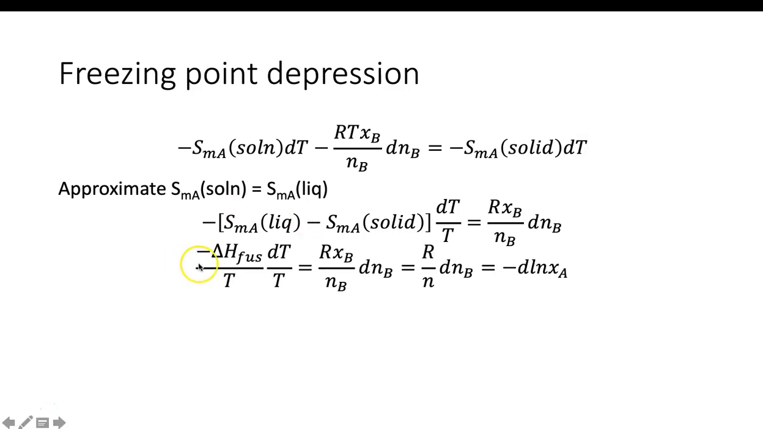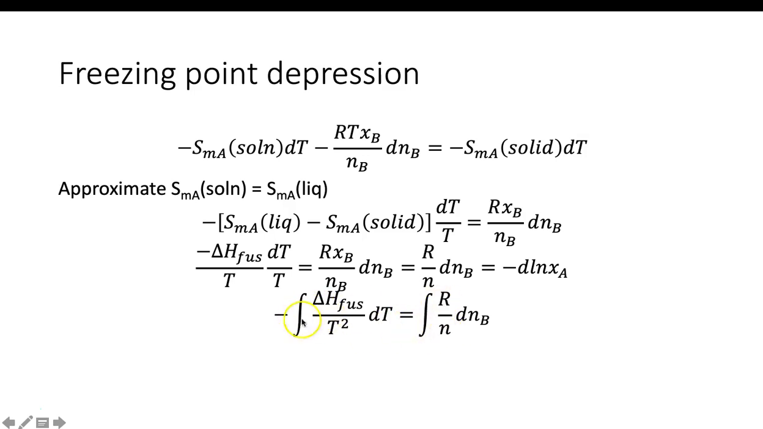And so we can substitute that in. We've got minus delta H fusion over T, dT over T, right? And then we're left with this. Now we've simplified this expression. It's R over N, the total number of moles, so that when we integrate this, we're just going to integrate the number of moles of dN_B. So this can be constant and pulled out of the expression.